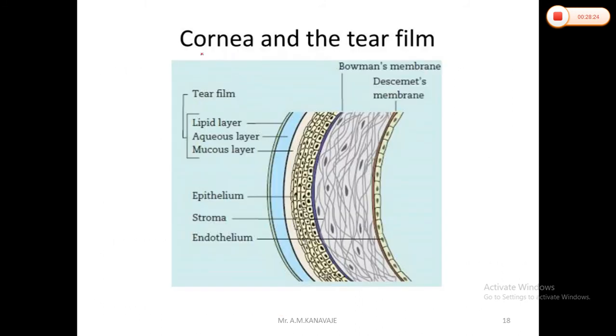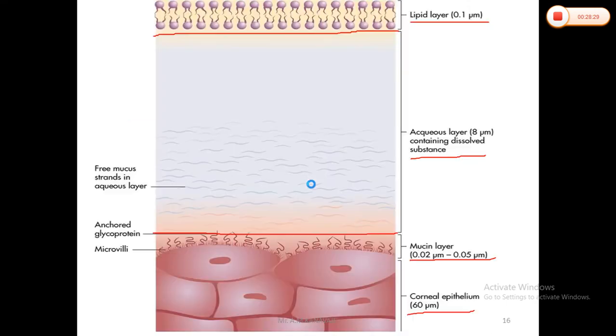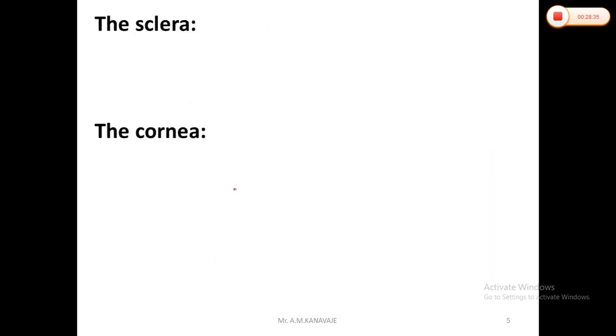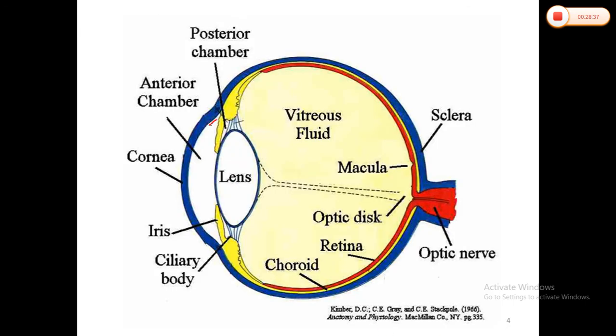Now the cornea and the tear film. The cornea we have already discussed. Just one minute, I will show you once again what exactly the cornea is. This part is a very important part in our system. This convex shaped part we call the cornea. The cornea and the lens together form a converging lens system.